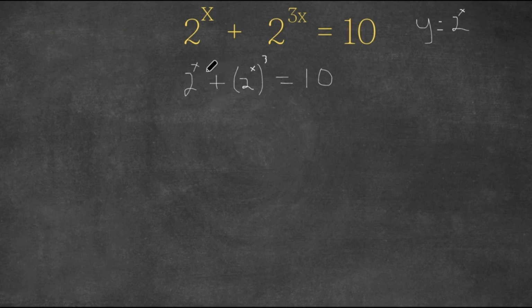So now we're going to replace all the terms that have 2 to the power of x with y. So this rewrites to y plus y to the power of 3 equals 10. Now we're going to subtract 10 on both sides.